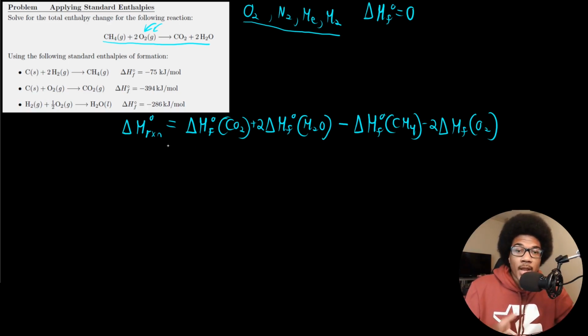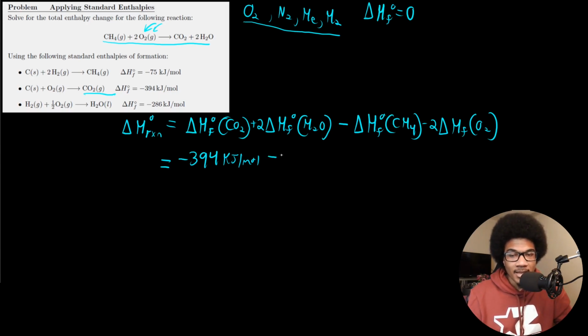So all we have to do now is just plug in all of our enthalpies of formation in order to solve for the standard enthalpy for this reaction. So we have our enthalpy of formation for CO2. This was given to us here, so that's going to be negative 394 kilojoules per mole. Now we were given a standard enthalpy for water, our second product, and we just have to multiply that guy by 2. And so that's going to give us negative 572 kilojoules per mole.